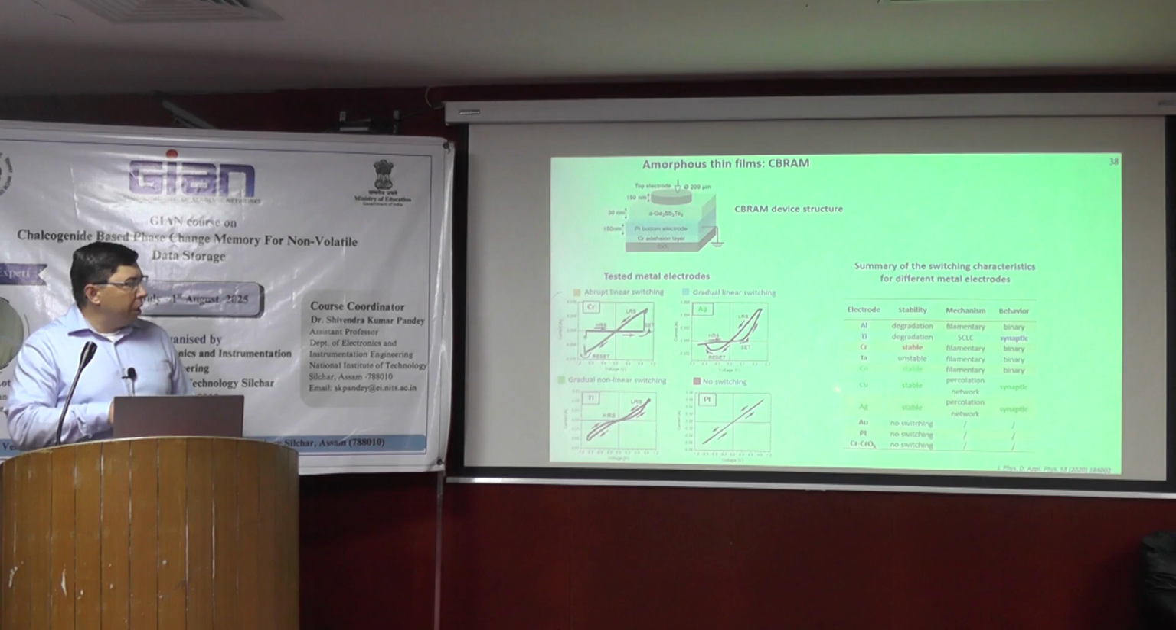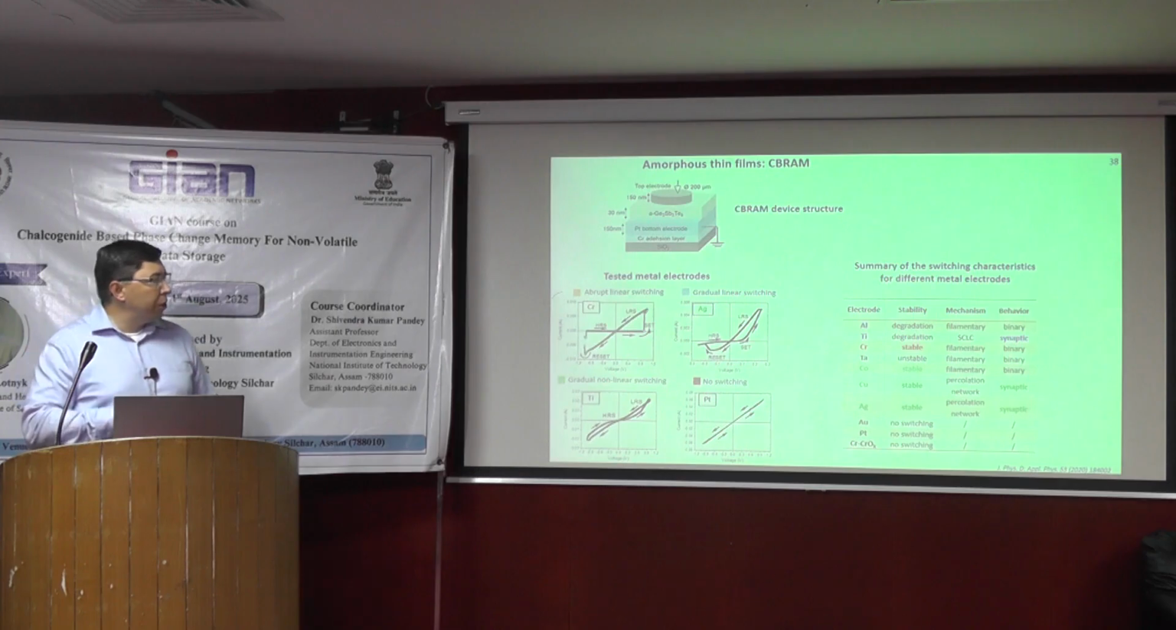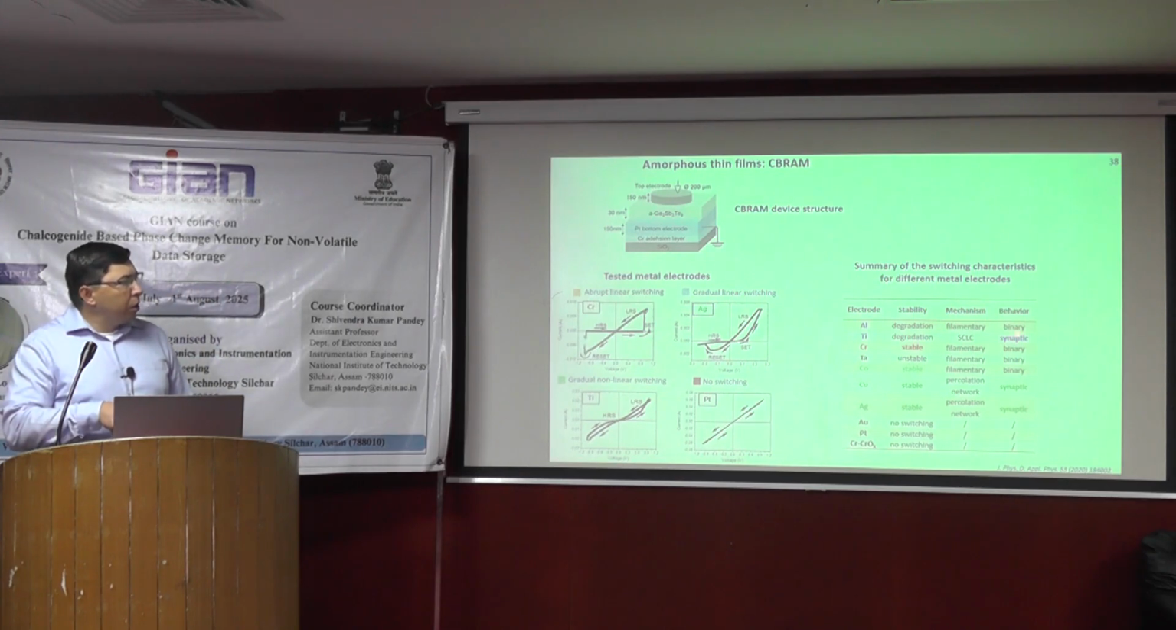Chemically active electrodes like copper and silver have stable filamentary switching. Chrome also shows some stable filamentary switching. And aluminum and titanium can also be used, but they showed degradation.